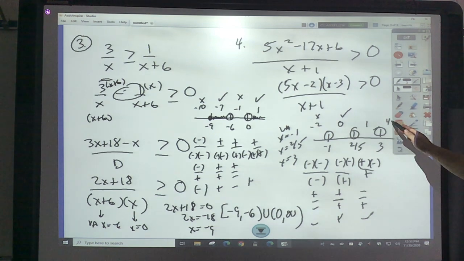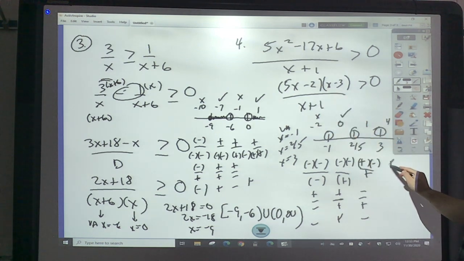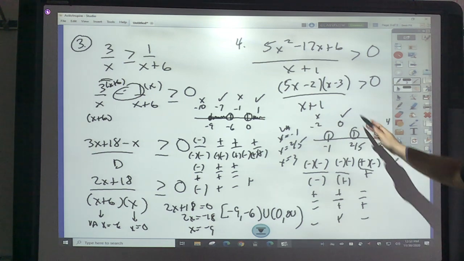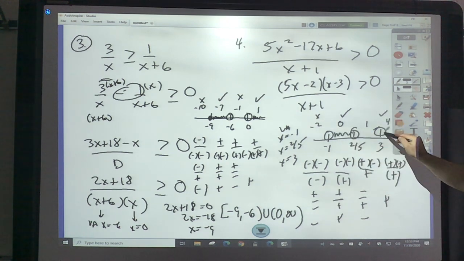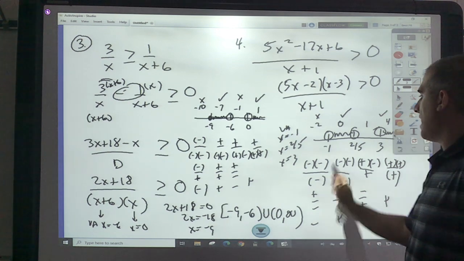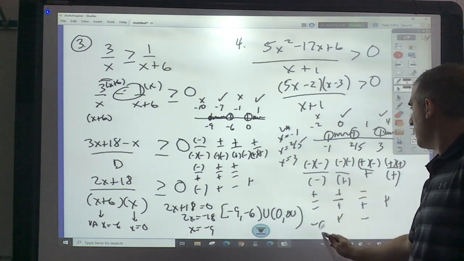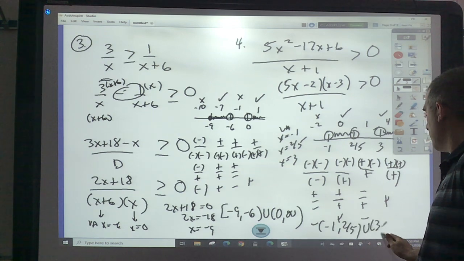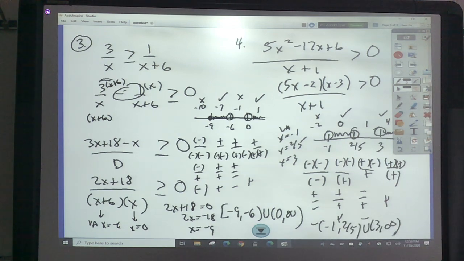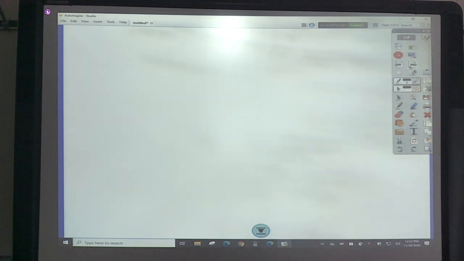Four with that would be a positive number. All right, a positive as well. Positive on the bottom. Okay, and that's just going to be a positive, which is good. So that's here, and I want here. All right, so my answer to that question would be negative 1, 2/5, union 3 to infinity. Okay, and that's rational inequalities.